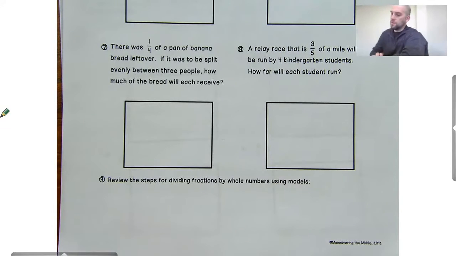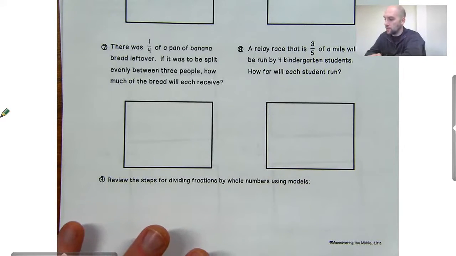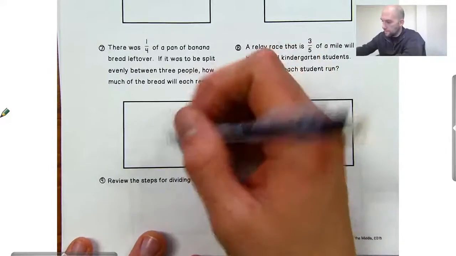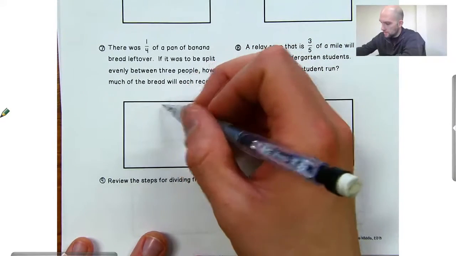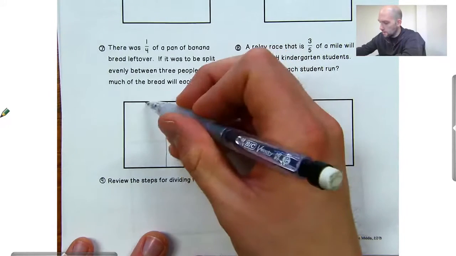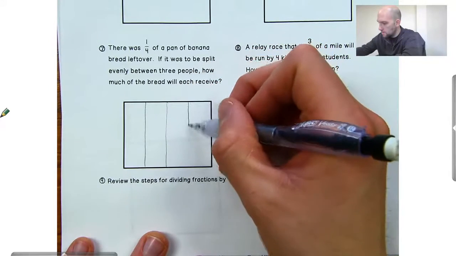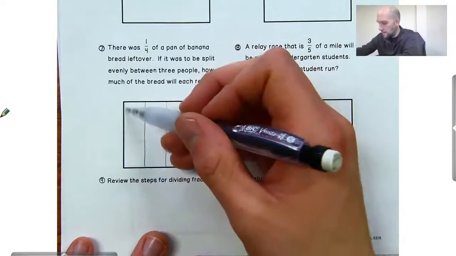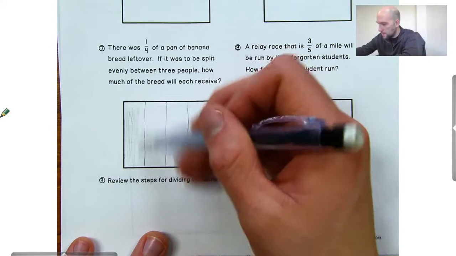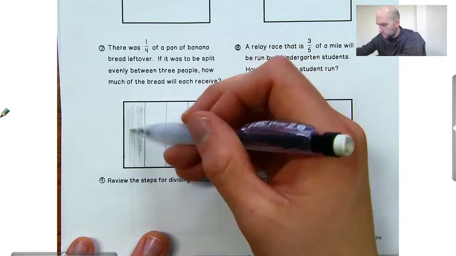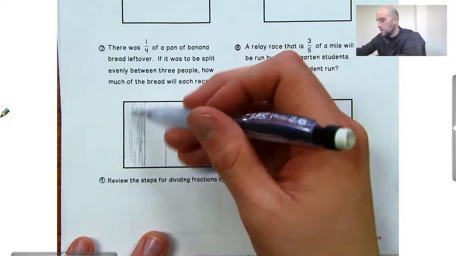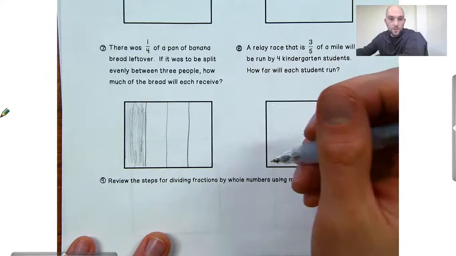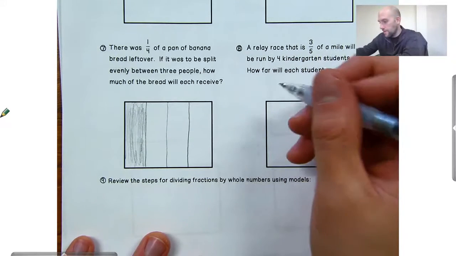Next, it says there was 1/4 of a pan of banana bread left over. It was split evenly between 3 people. How much bread will each receive? So I have 1/4 of a pan of banana bread. So I need to split this into fourths vertically. 1, 2, 3, 4 pieces. So this is my pan of banana bread, and here's my 1/4, this one piece that's left over. And we need to split it evenly between 3 people. So again, we're dividing by 3.